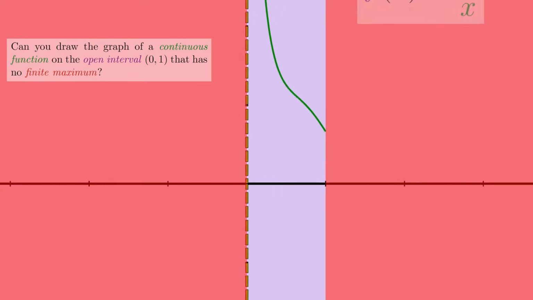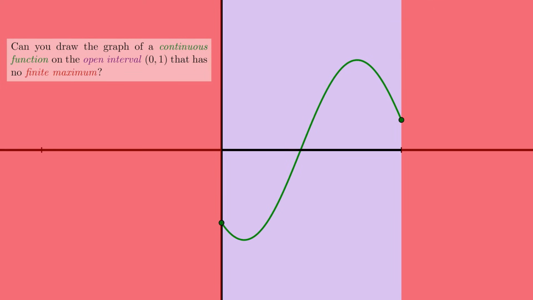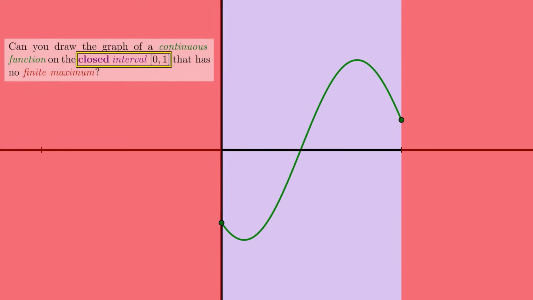Alright, but what if I require the graph to actually touch both x equals 0 and x equals 1? That is, the graph must actually contain a point with x-coordinate 0 and another point with x-coordinate 1, in addition to all the values in between. So no funny business with asymptotes or holes, but it still needs to be a single continuous curve. Can you draw a curve that has no highest point now?